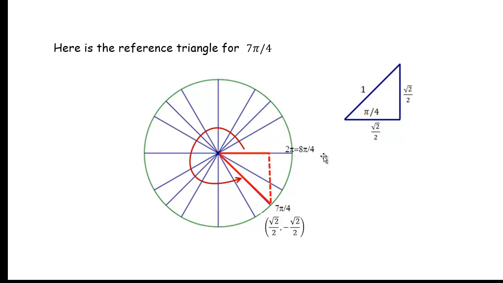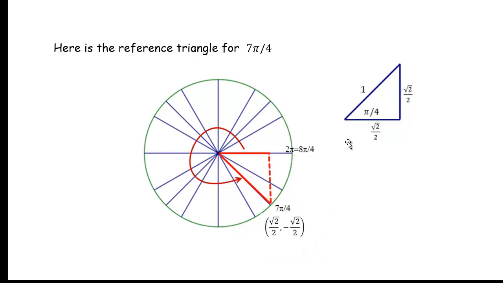The reference triangle I'm going to use is the one for pi over 4, where the legs are of equal length, root 2 over 2. I'm in quadrant 4, so I know that x is positive and y is negative. So the x coordinate is positive root 2 over 2. The y coordinate is negative root 2 over 2.